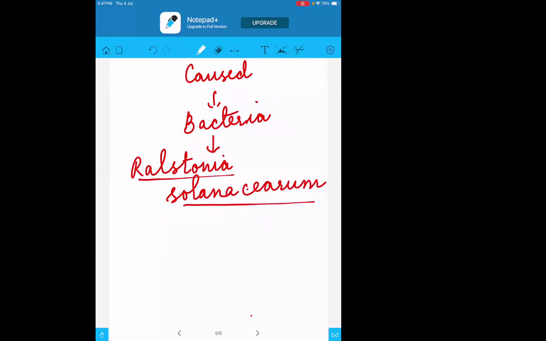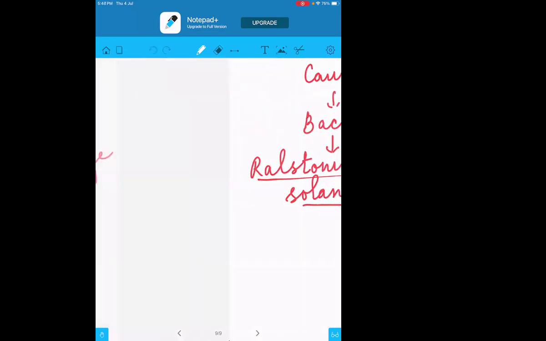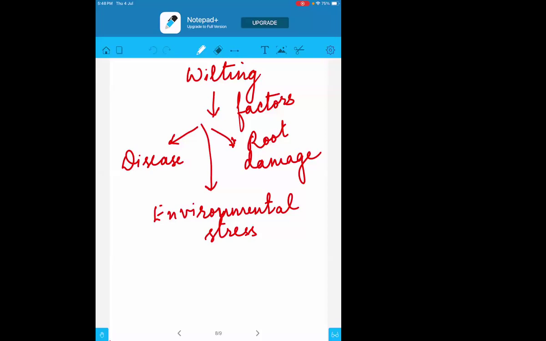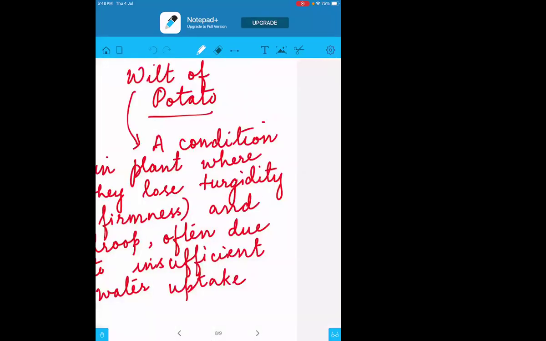Ma'am, can you go to the previous page? Yeah. So wilting happens due to different factors: damage of the root, and disease. Ma'am, where you wrote the definition of wilt.